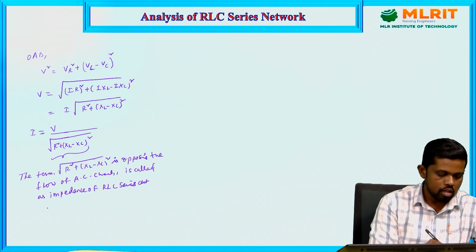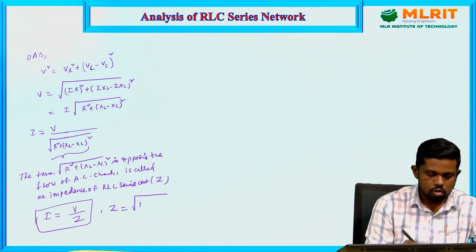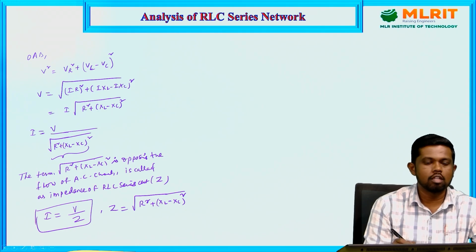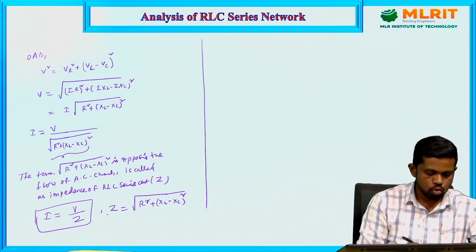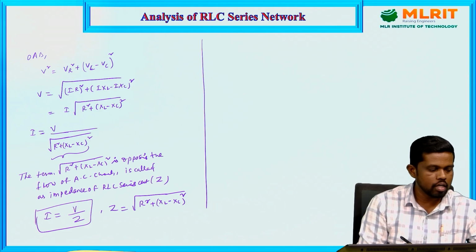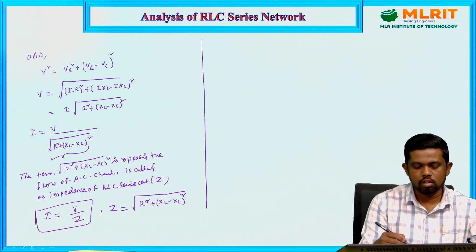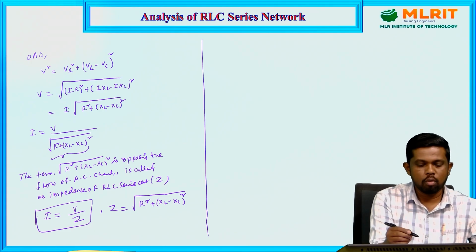We can represent this term with the capital Z. So finally the network current is I equals V by Z, where Z equals the square root of R square plus XL minus XC whole square. XL is the inductive reactance of the network and XC is the capacitive reactance of the network. So there are two different parameters we have obtained from the phasor diagram. Both are electrical parameters, determined from a mathematical representation, the phasor diagram. Then we also need to determine some more parameters from the phasor diagram.